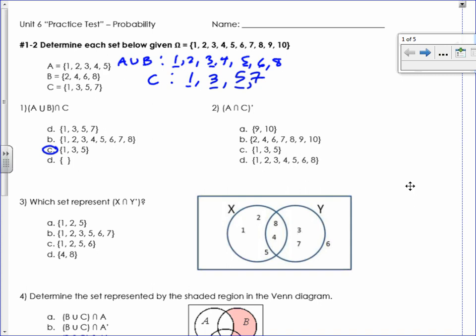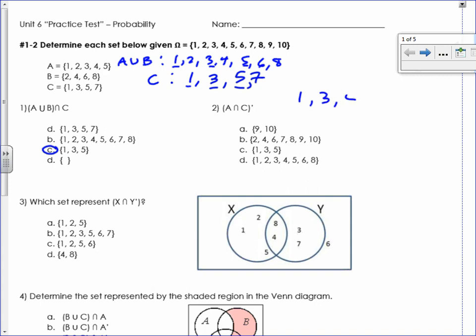So number 2. Number 2 says, what's not in the intersection of A and C. So you're going to do what's in the parentheses first. Inside the parentheses, I have A and C. I want to see what they have in common. So again, here's A, here's C. They're already listed out. So what do A and C have in common? 1, 3, and 5 in common.